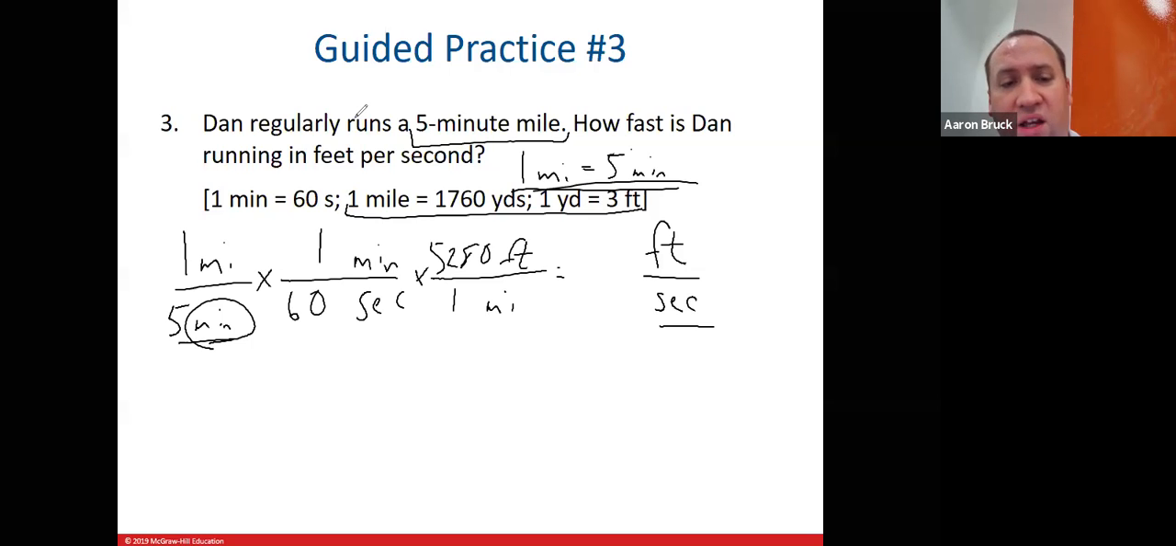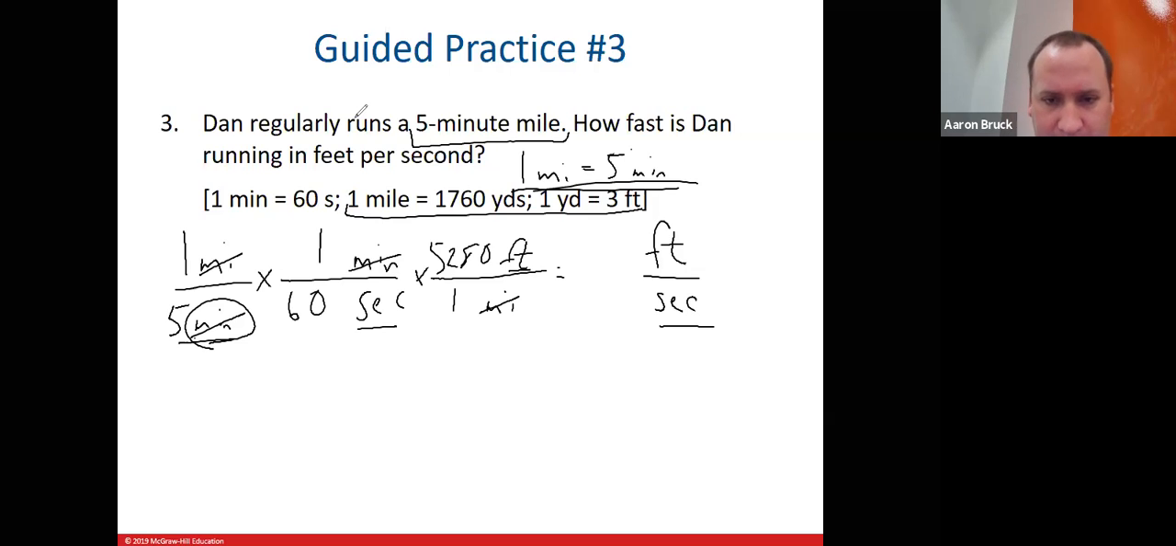Before we do the calculation, let's make sure that everything cancels out that's supposed to. I've got minutes in the denominator here and in the numerator there, so they cancel out. I've got miles in the denominator here and in the numerator here, they cancel out. The only units that do not cancel are feet and seconds, which is exactly what I want, exactly where I want them. Feet is in the numerator, seconds is in the denominator.